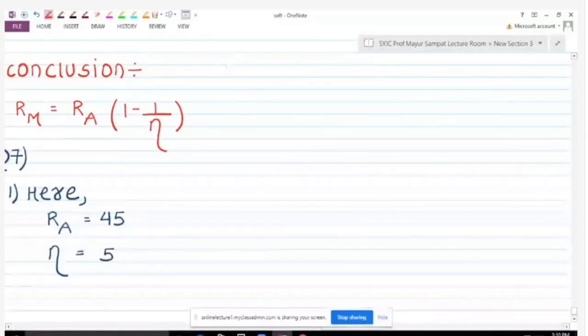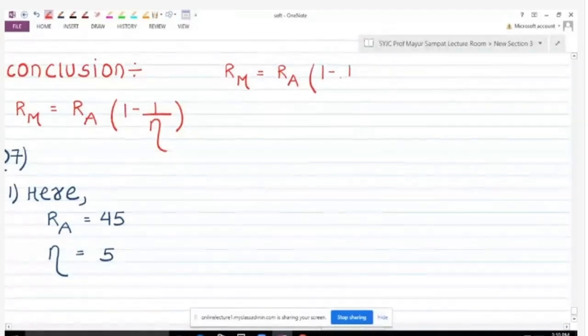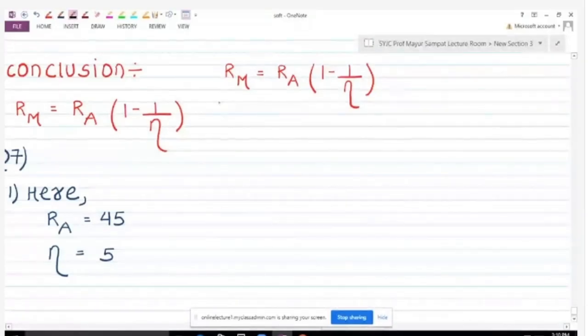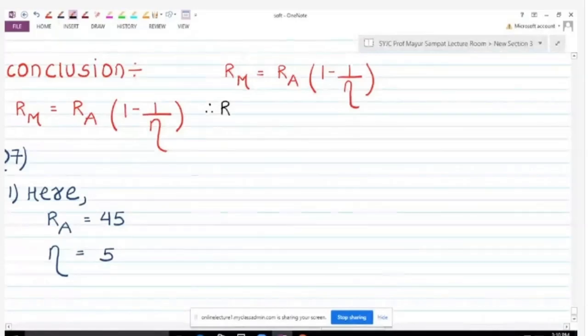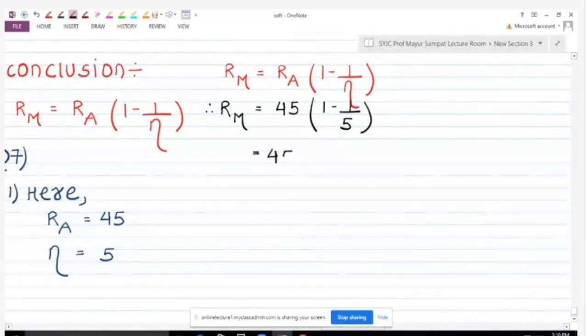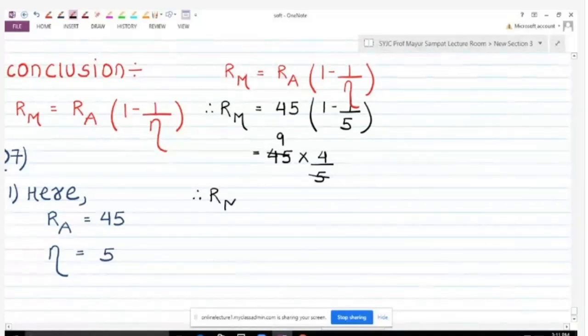It is a very simple formula. Marginal revenue is equal to average revenue into 1 minus 1 upon eta. Marginal revenue is equal to average revenue 45, 1 minus 1 upon the value of eta, 5. 45 multiplied by 4 upon 5, 5 9s are 45. So marginal revenue is equal to 36.